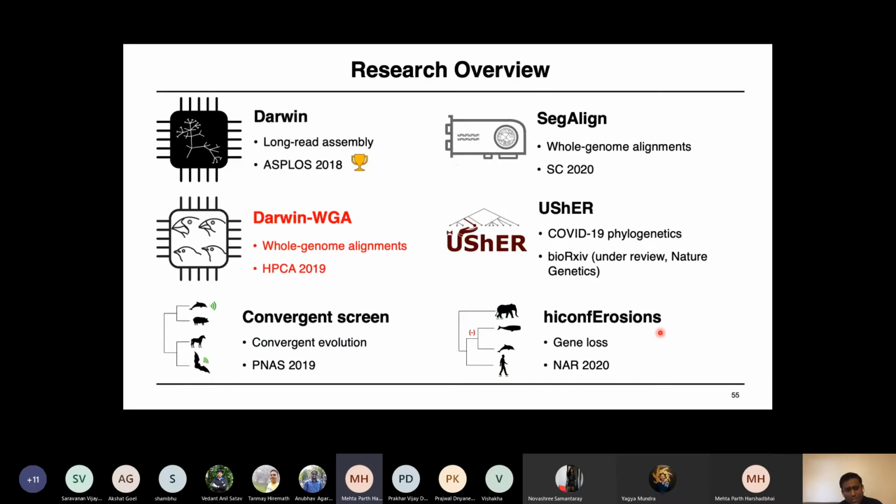So that's Segalign. Now I'm going to move on to Darwin-WGA. This is actually the same application. It's the same whole genome alignment, and we're going to compare to LASTZ. So I don't need to give you the background for it.